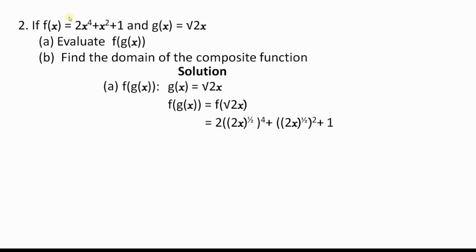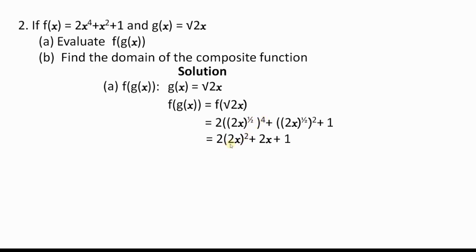So you have 2x to the 4th power. So it becomes 2 root 2x. But we know root 2x is the same as 2x all raised to the half power. So 2x raised to the half power all raised to the 4th power plus 2x raised to half power squared plus 1. So 2x to the half power is the same as root 2x. So we do that evaluation, keep our 2 out, and 2x to half power raised to the 4th power, half times 4 is 2.